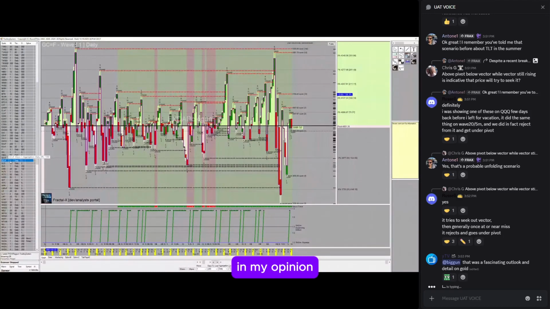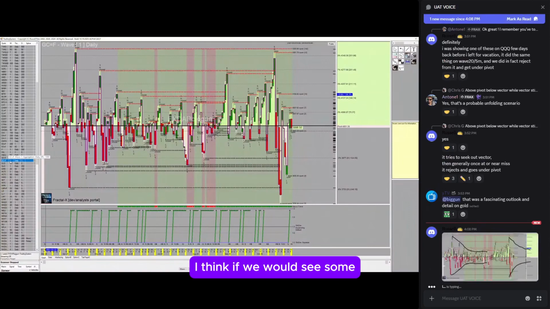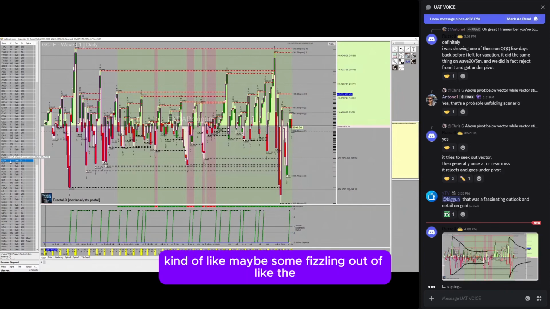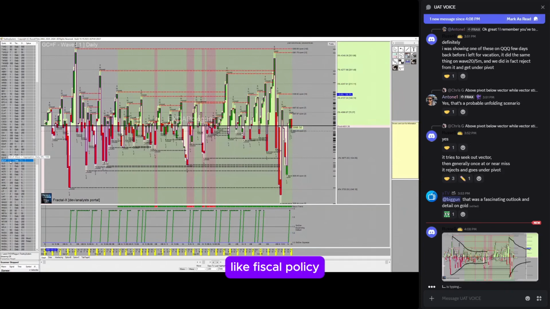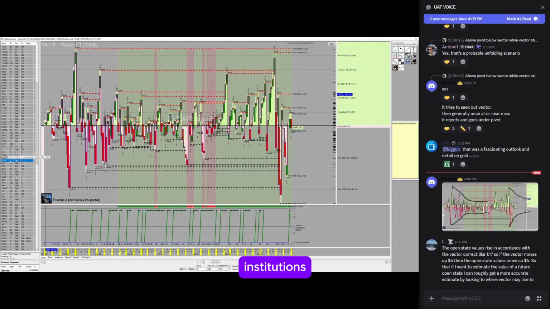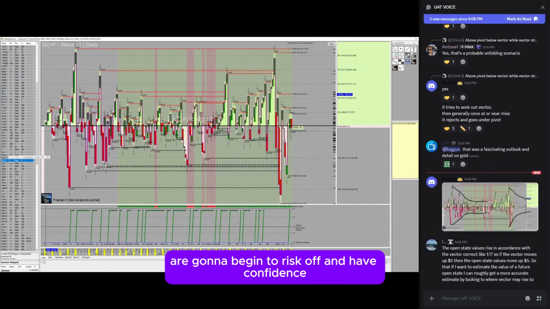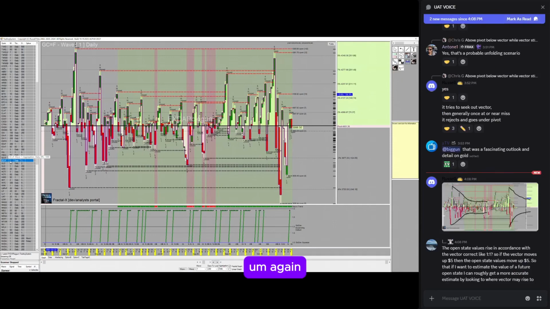In my opinion, we would need to see some strength in the dollar against other currencies, and maybe some fizzling out of the reckless fiscal policy they're doing, where they're basically buying a bunch of high interest credit cards to pay off debt very rapidly, right? If that changes course, that's where I think institutions are going to begin to risk off and have confidence in U.S. Treasuries again, to buy.